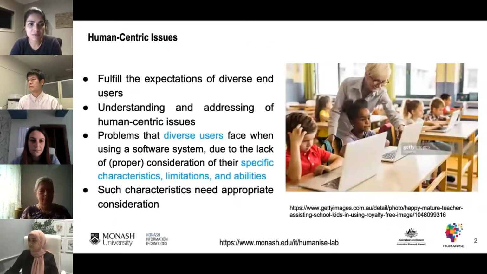Software systems aim to deliver efficient and satisfactory solutions in order to fulfill the expectations of their diverse users. But there are lots of problems with end users having issues because of the lack of addressing and proper consideration of their specific characteristics, limitations, and abilities, such as their age and gender, physical and mental impairments, and so on.